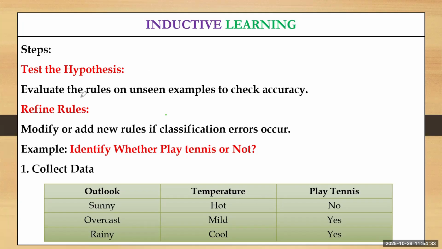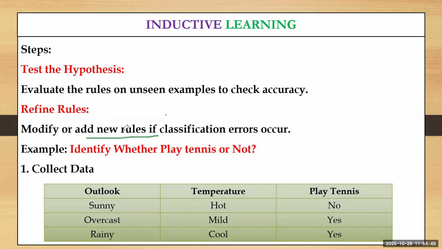Once after that we will check the accuracy. If it is working fine, we will go for the deployment. Otherwise, if it is not working well, we have to refine, which means we have to train our data again so that we will get new rules.